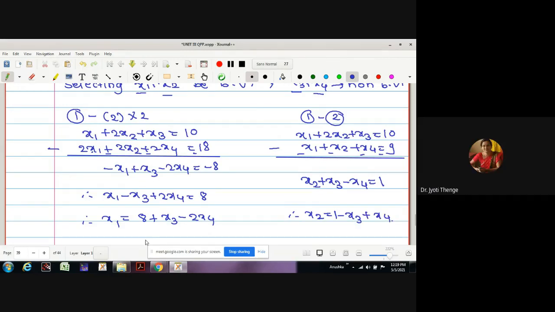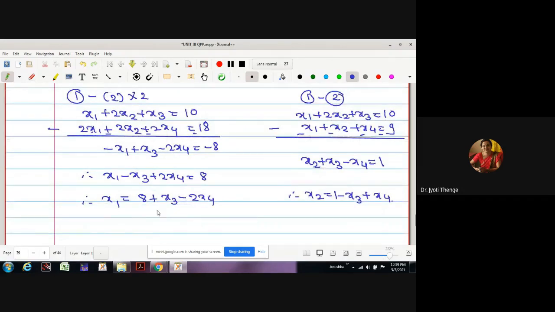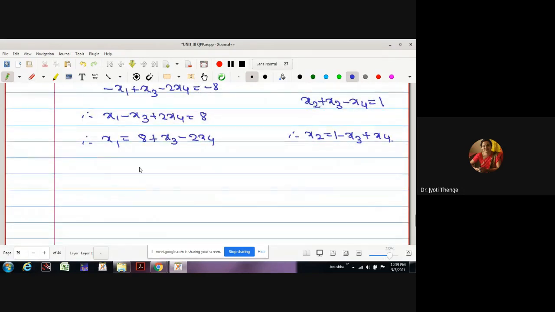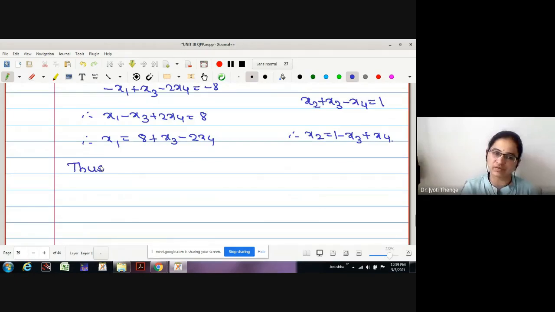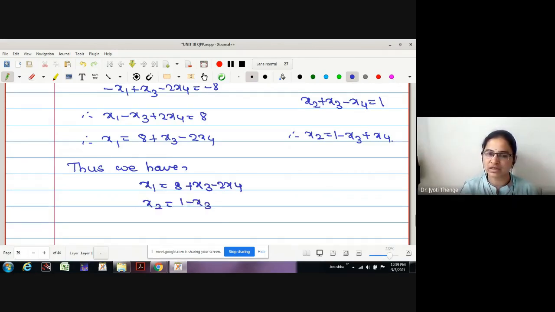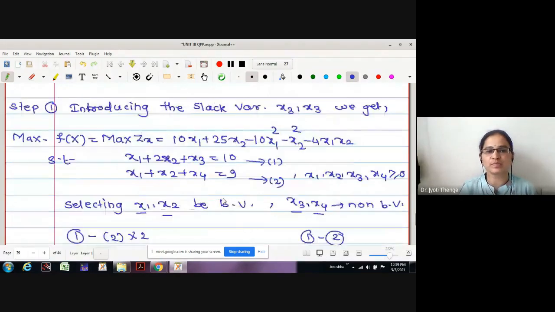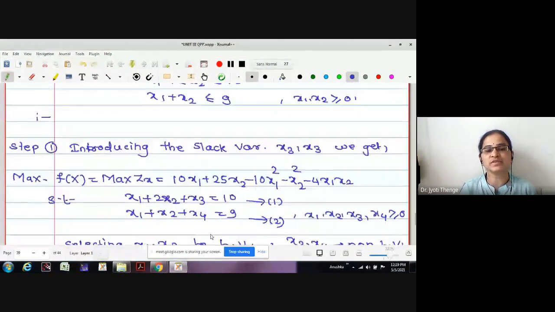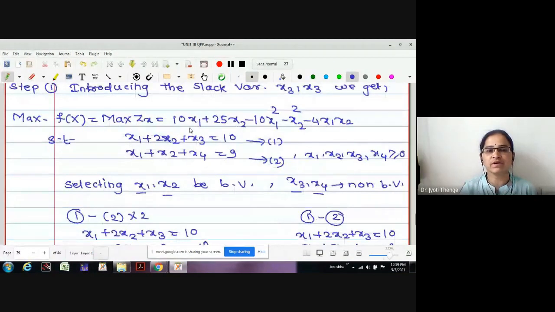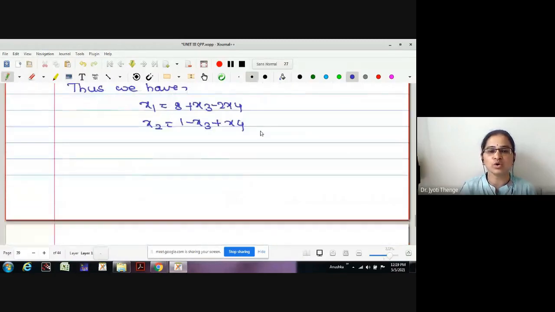Is that okay? We have obtained the value of both the basic variables x1 and x2 in terms of x3 and x4. Thus, let me rewrite the equations. x1 as 8 plus x3 minus 2x4. x2 is equal to 1 minus x3 plus x4. What is the next job then? Try to express the objective function in terms of these non-basic variables. Therefore, we will replace the values of x1 and x2 in the original objective function.